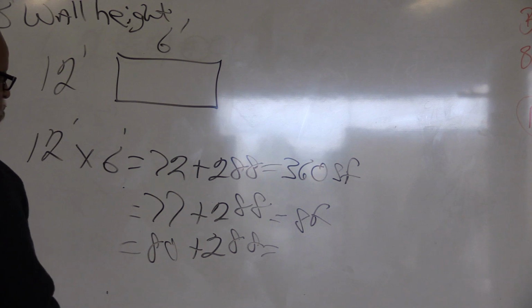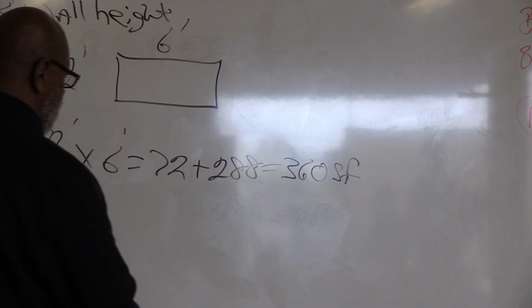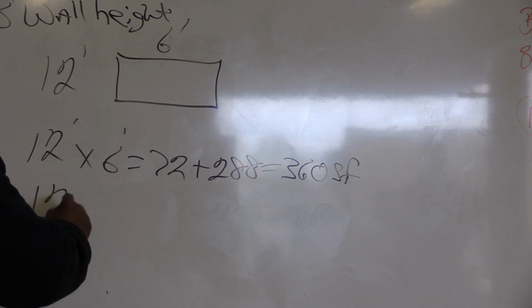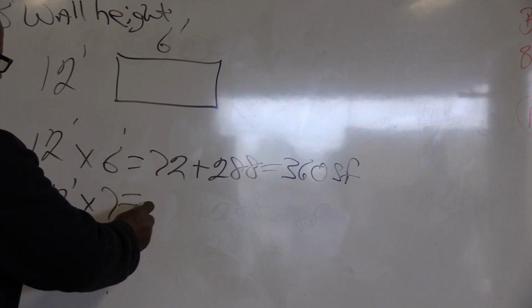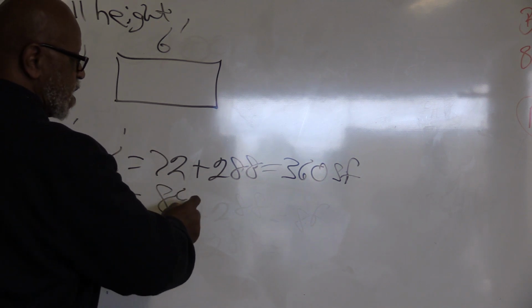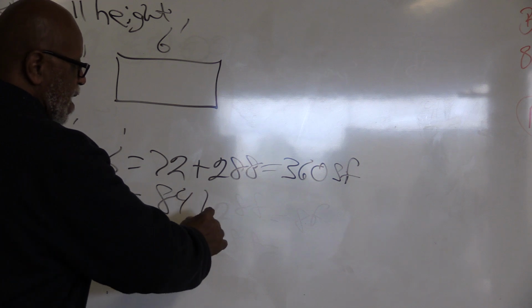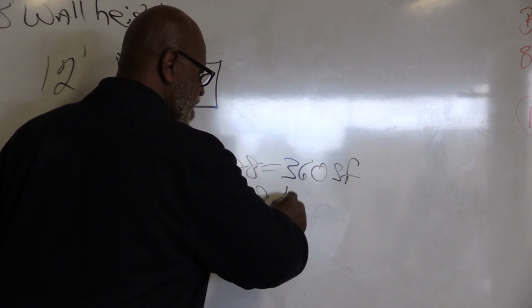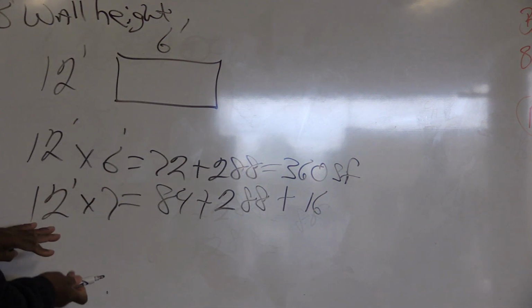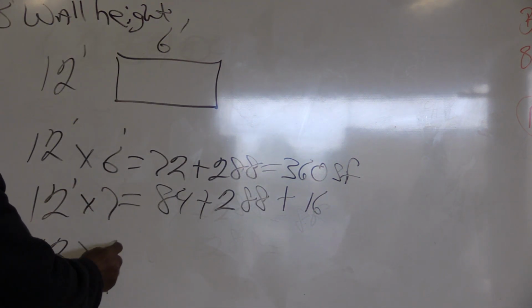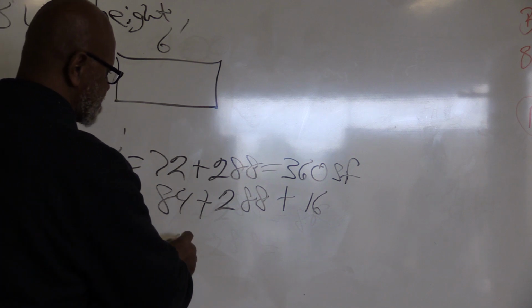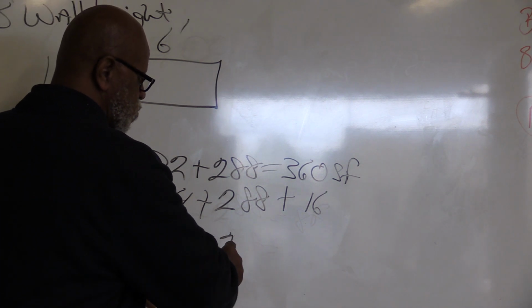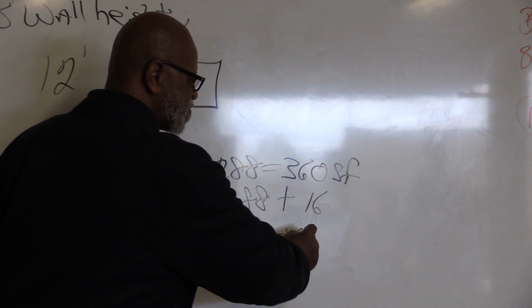So let's say we want to do any additional numbers in the 12s. So this would be 12 feet by 7 feet. So 12 times 7 gives you 84, right? Plus the same 288. And this one now is plus 16. And this next one would be 12 by 8. 12 times 8 is 96, plus 288, plus 32.